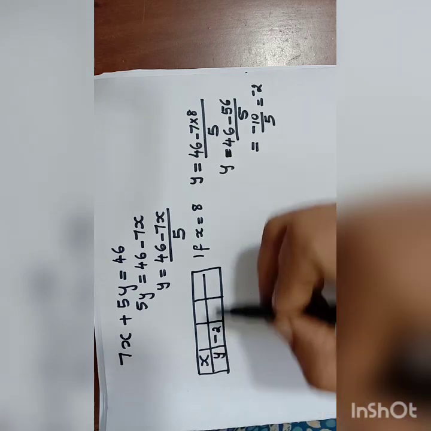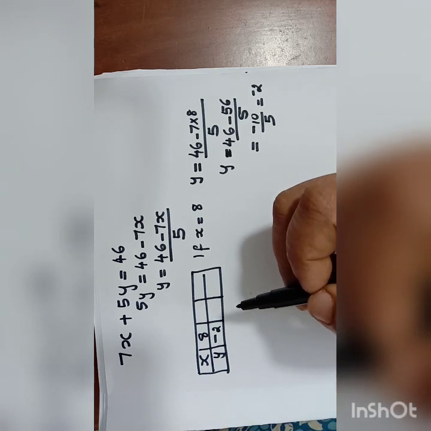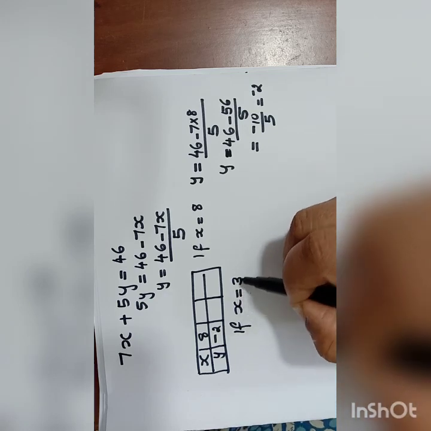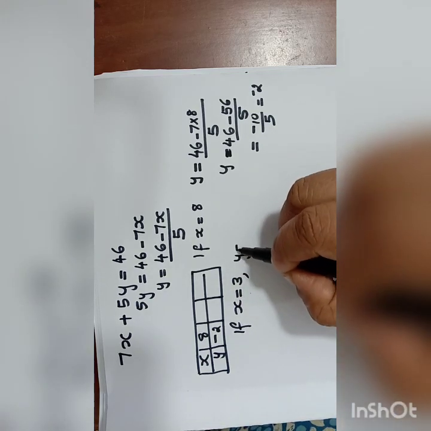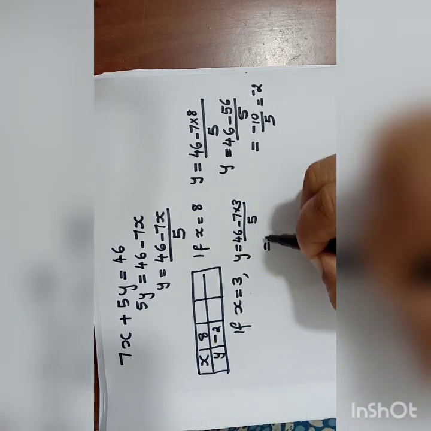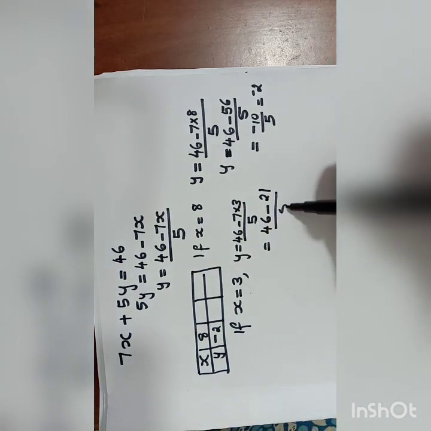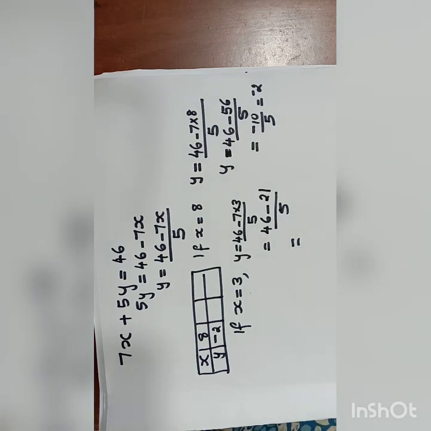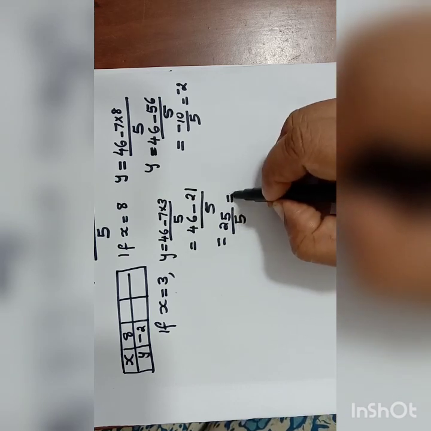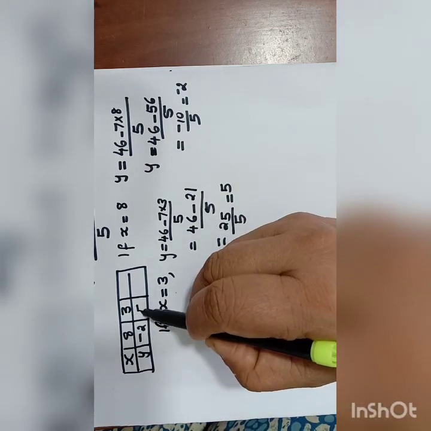So, those who can do the mental calculation, it is better. You can do it fast. So if x is equal to 3, what do we get? Some numbers we are choosing like that. If x is equal to 3, y is equal to 46 minus 7 into 3 by 5. 46 minus 7 3s are 21, so subtracting, we get 25 by 5, that is equal to 5. So the x value 3, the y value 5.